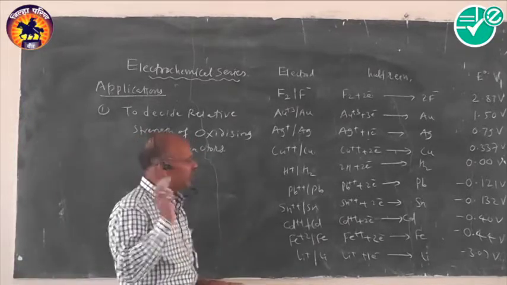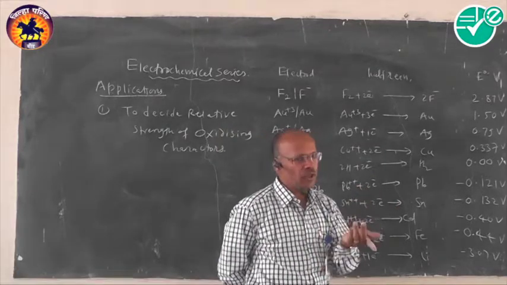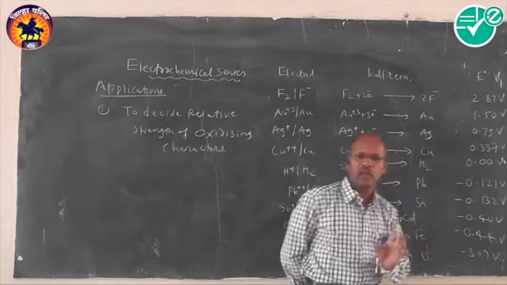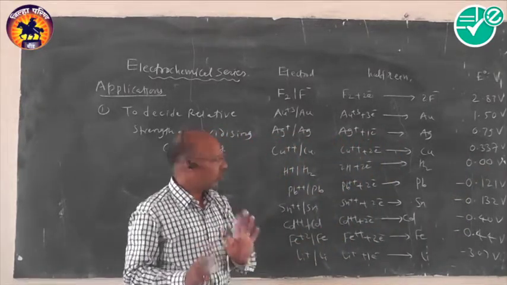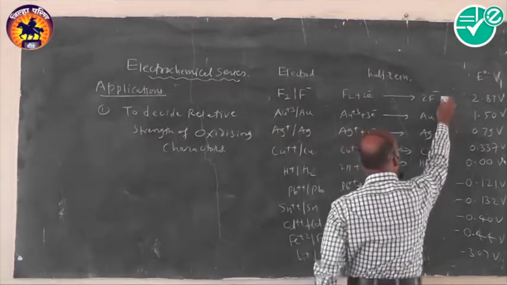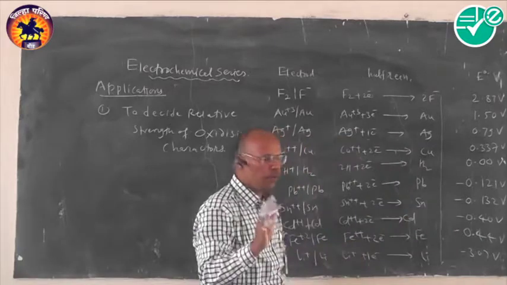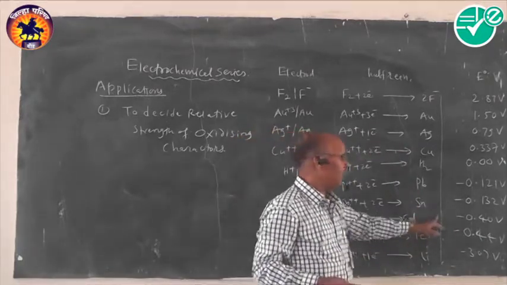So in short, we can say that the species arranged at the top of the EMF series, showing positive values of standard potential, generally act as better oxidizing agents. Their oxidizing character generally decreases from top to bottom in the EMF series. In the EMF series, from top to bottom, oxidizing character always decreases. We have to remember this point.